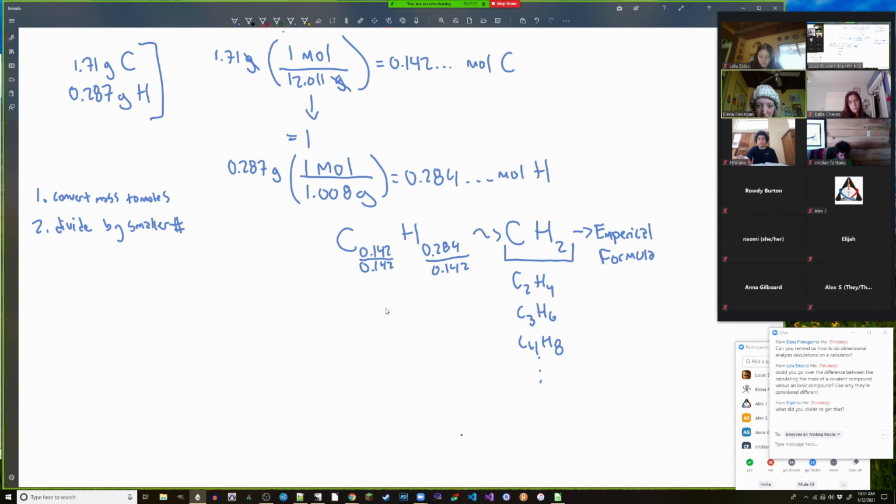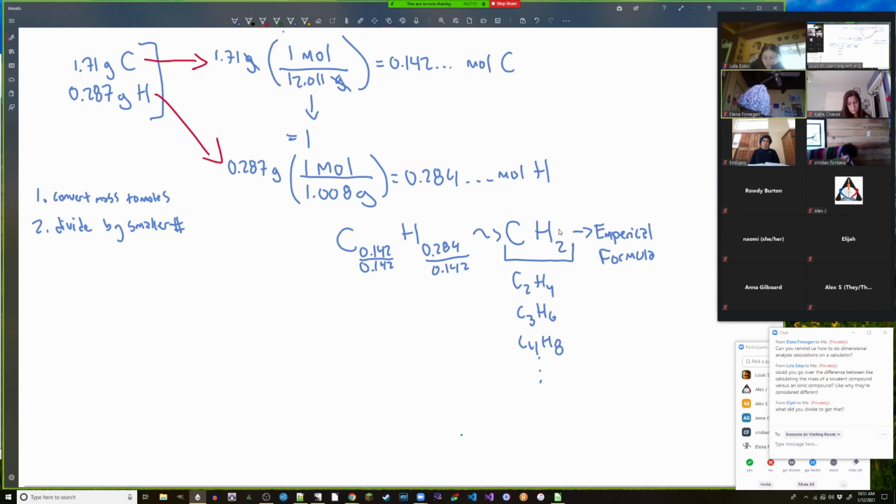I don't know if I missed something, but why are there two different numbers, the 12.011 and then the 1.008? So that's the molar mass of, in this case, carbon, and this is the molar mass of, in this case, hydrogen. It's the molar mass that corresponds to that particular element that we're working with, right? Carbon goes here, hydrogen goes down there. Yeah, cool. All right.